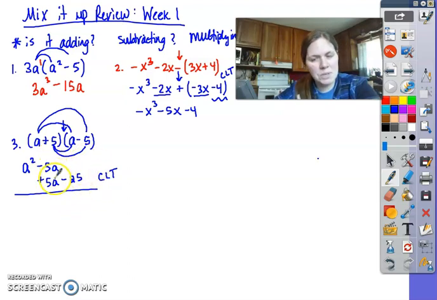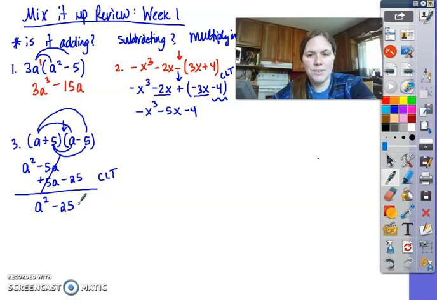Now I can combine like terms, but I've got a little bit of a catch. I have a negative 5a plus 5a. Hey, look, they cancel. If they cancel, you just don't write them. And you're left with a squared minus 25.